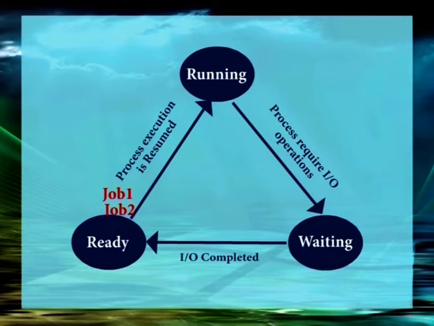Here in this figure, job 1 and job 2 are in ready state. Initially, job 1 gets CPU. After some time, when job 1 requires performing its input-output operations, it goes to waiting state and performs its input-output operations. CPU is allocated to job 2. Again, after completing its input-output operations, job 1 comes back to ready state and waits for CPU.